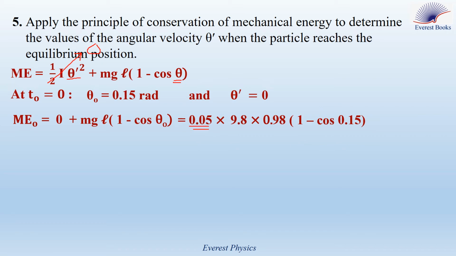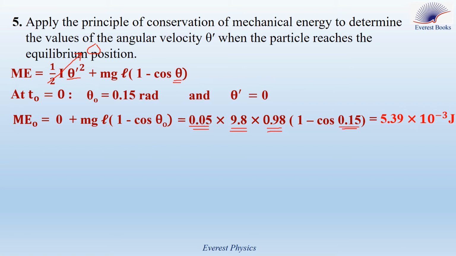The mass of the particle is equal to 50 grams divided by 1000, so it becomes 0.05 kilograms. The gravitational acceleration is already calculated. It is 9.8 meters per second squared, and the length of the cord is 0.98 meters, and theta 0 is equal to 0.15 radians, and the answer is 5.39 times 10 to the power minus 3 joules.